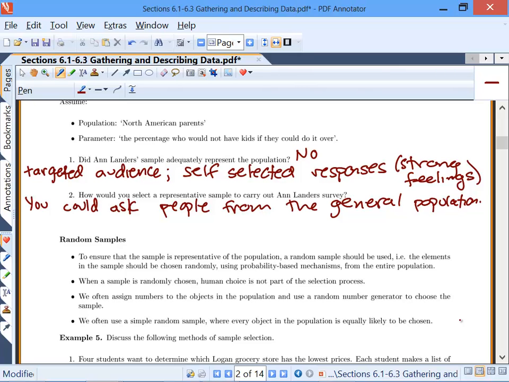Now, when you use this random process, then our sample is going to be more representative of our population. Also, part of it being randomly selected is that humans have no choice in it. So you as a surveyor do not get to choose who you talk to. It should be very random with no input from you. One of the ways that you can make this random is you can assign numbers to all the objects in the population and then just use a random number generator to choose your data.